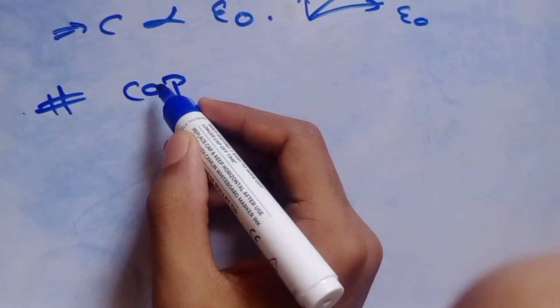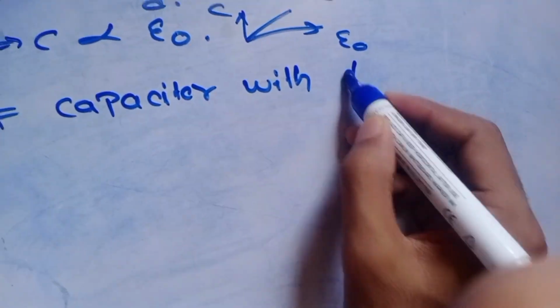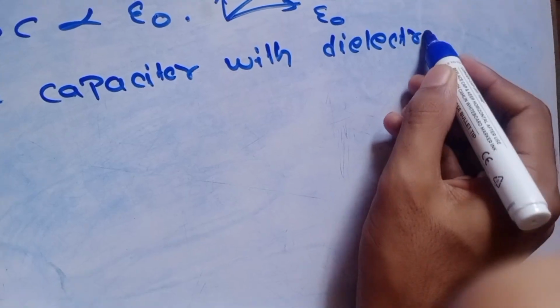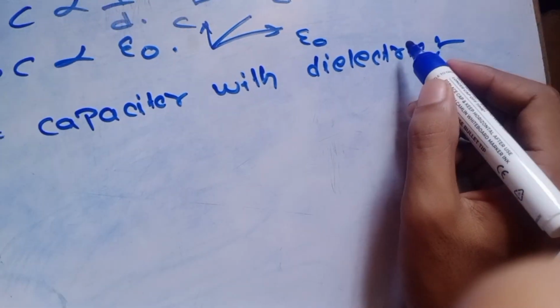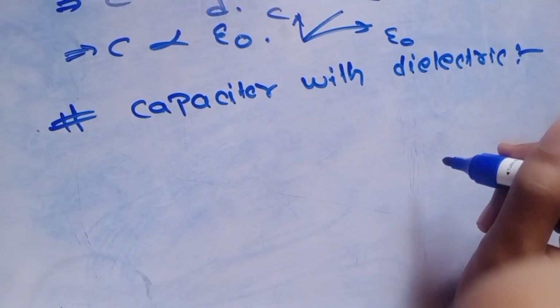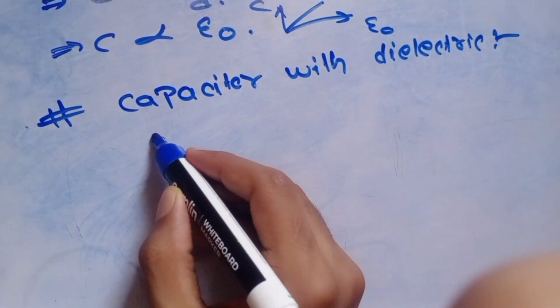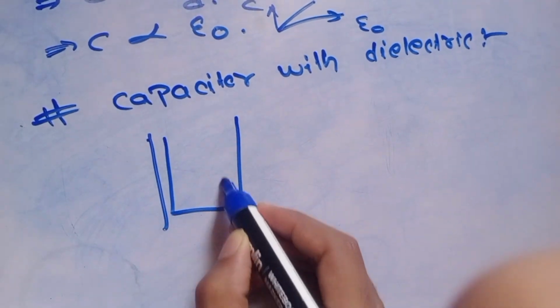Now a capacitor with a dielectric, which means another medium except air. What is the capacitance of a capacitor with a dielectric? So this is the picture of the concept. This is the dielectric.